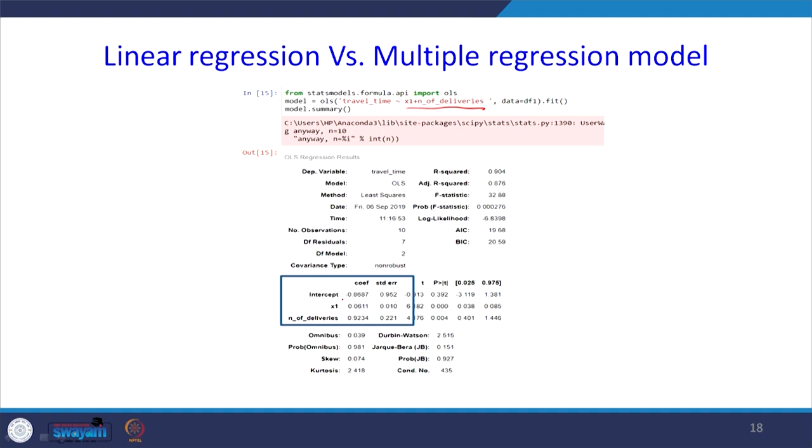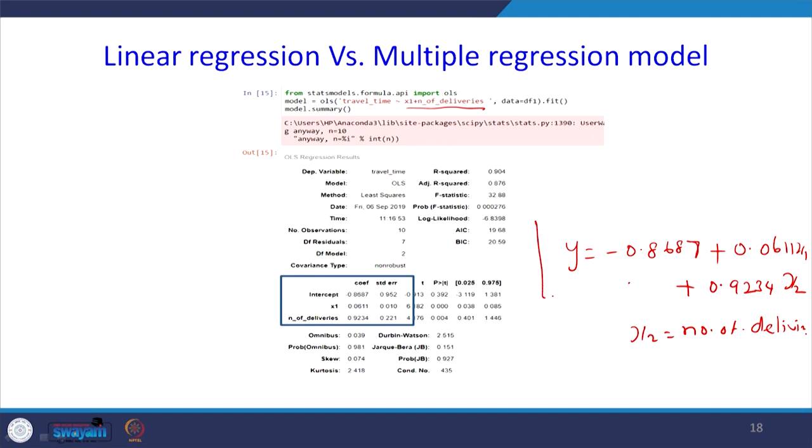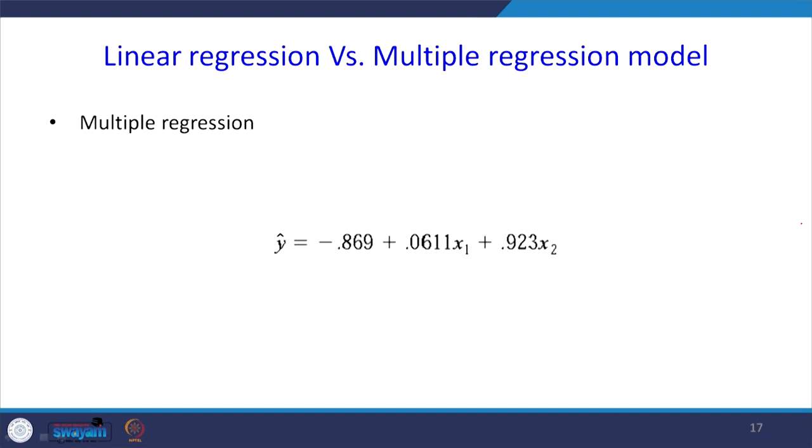So, now what is happening here? You look at the y intercept. It is y equal to minus 0.8687 plus 0.0611 x1 plus 0.9234 x2. Here you can call it x2, what is the meaning of x2? Number of deliveries. This is important. We will verify this. In the previous slide also we got the same thing: minus 0.869 plus 0.0611 x1 plus 0.923 x2.